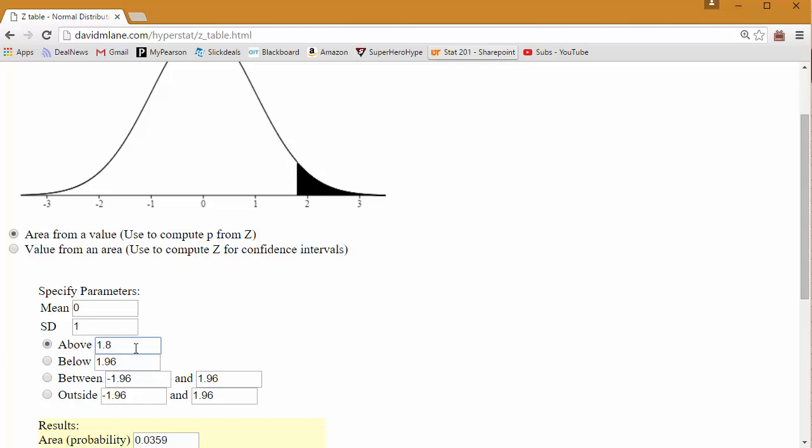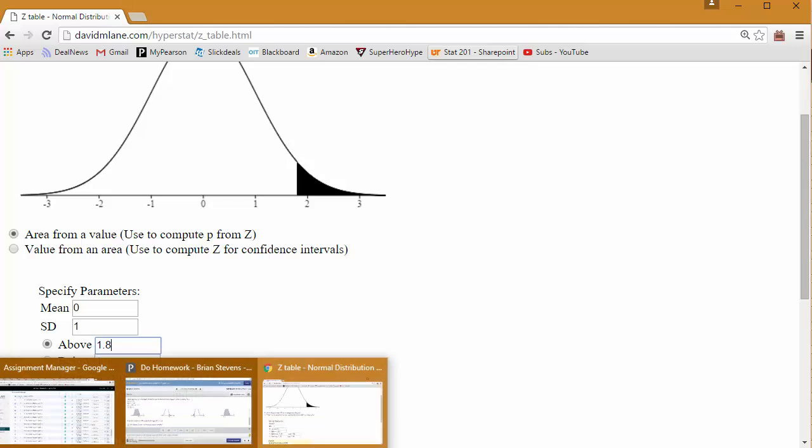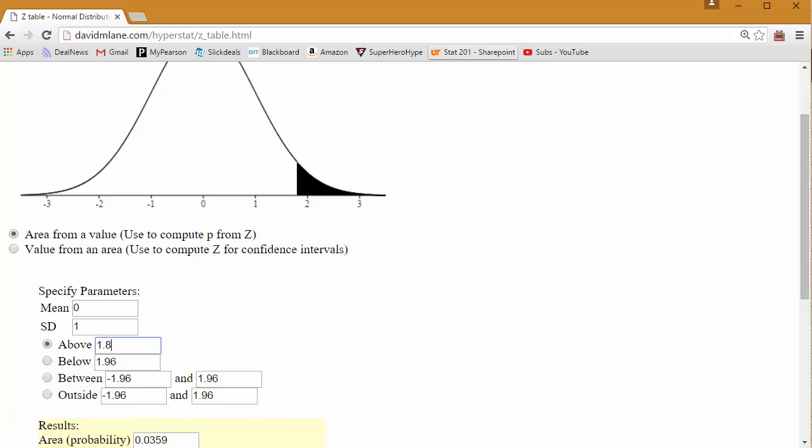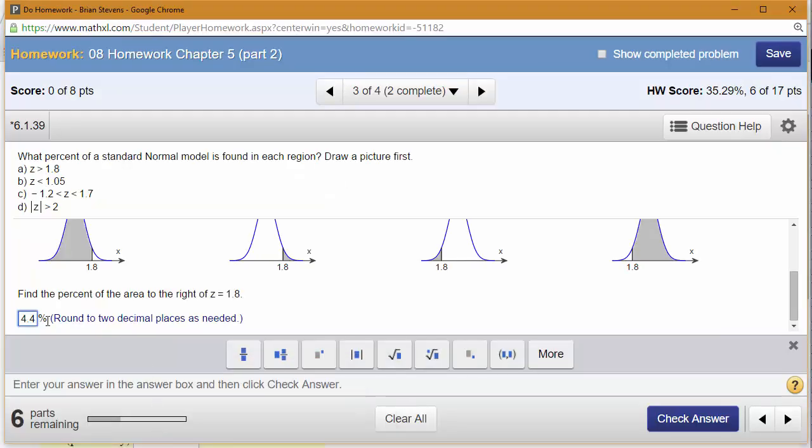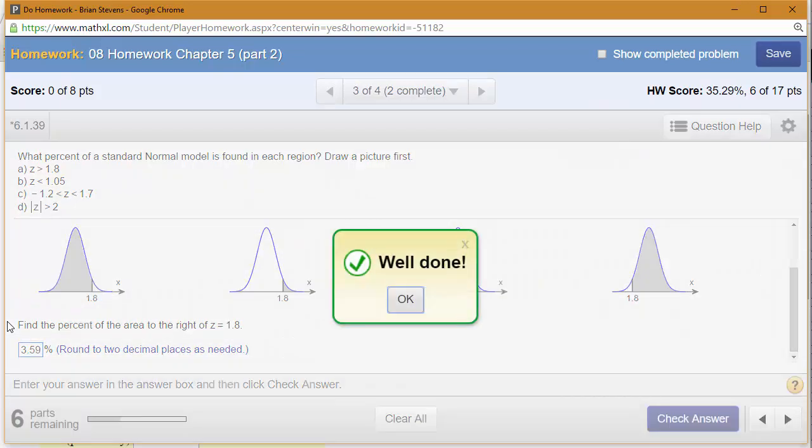And the exact answer is 3.59. And you see we were close because above 2 is 2.5% and above 1 is 16, and that's from the empirical rule. So we were pretty close. We didn't get it exactly right. We got kind of close. So let's put it in here to 2 decimals. I would have got this one wrong. 3.59. And that works with our reality.